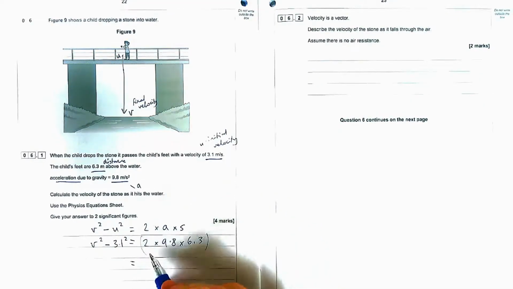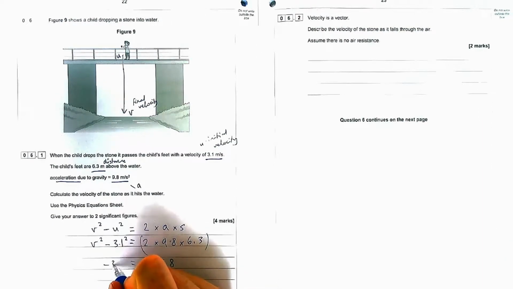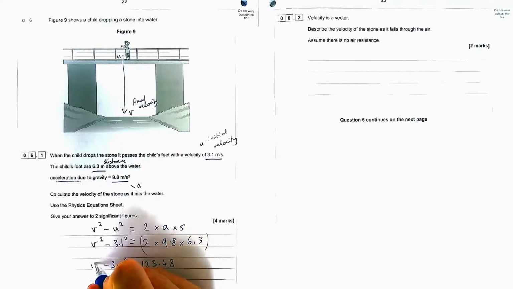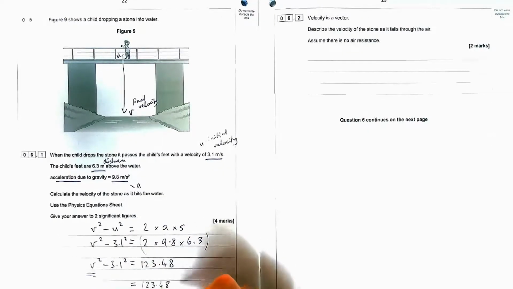Now on the left hand side I've stayed the same so far. I need to find what the final velocity is by itself. So how do I get rid of a minus 3.1 squared? I've got to do the opposite. So onto the right hand side it goes. So 123.48. Get rid of the minus 3.1 squared by plussing it onto this side. And now you can actually square it and find out what this sum equals overall. And that equals 133.9. I'm going to the right hand side because I've not got room down here.